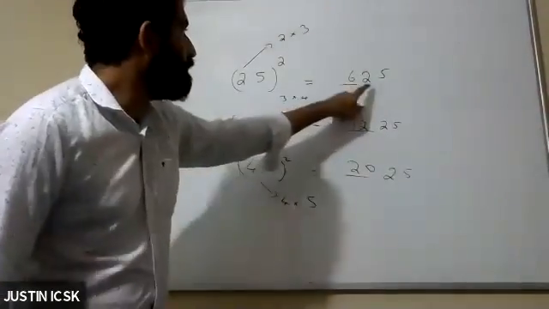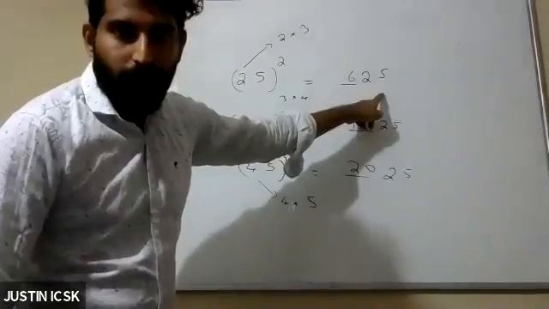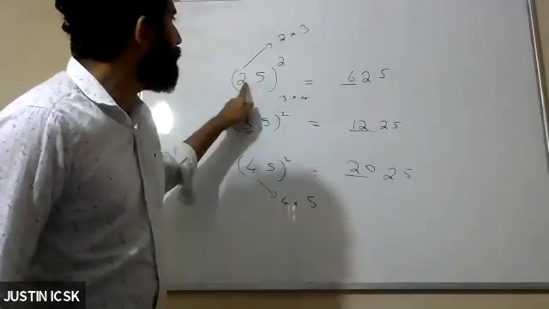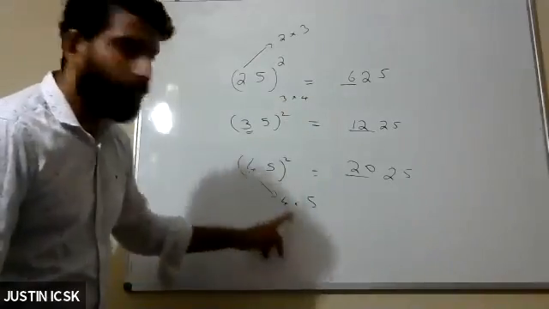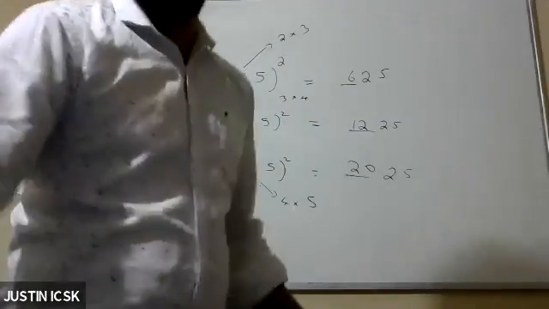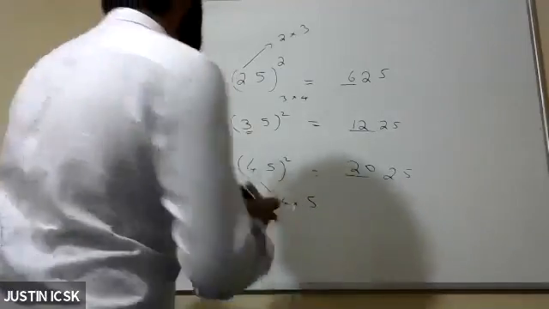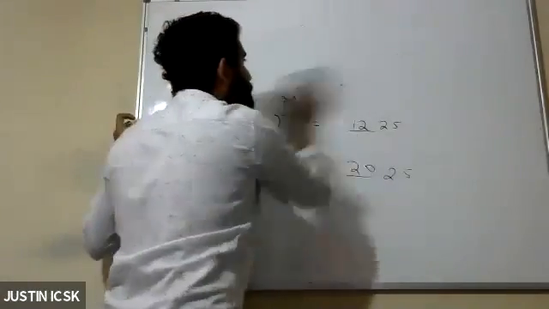So I hope it's easy. The last two digits are always 25. Take the remaining number and multiply it by the next number. If 3, then 3 and 4. If 4, then 4 and 5.